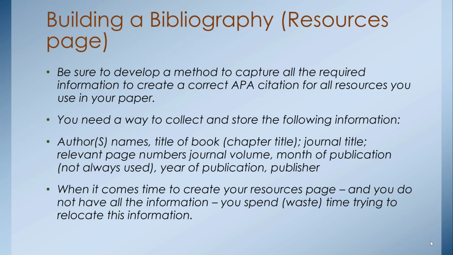You're going to need a way to collect the author's names, and typically I just collect the last name of the first author when I'm using it as a bibliography so that I can go back and pick it up. Title of the book, if you're using a book. If it's an edited book, you have to have the title of the chapter and the pages that are in that. You need the journal title if this is coming from an empirically based journal. You need the relevant page numbers, the journal number, the month of publication, year of publication, publisher. Again, look at your APA manual and how you need to cite specific sources, and this is the information you're going to need to collect.